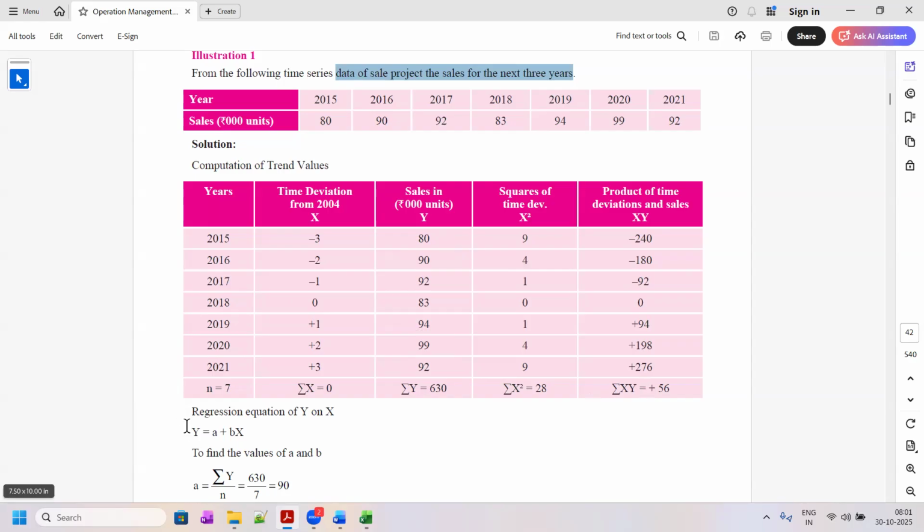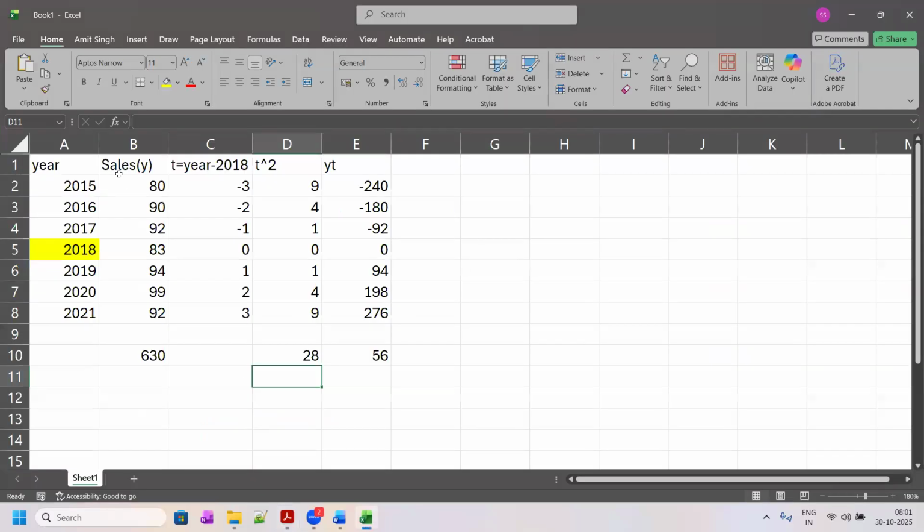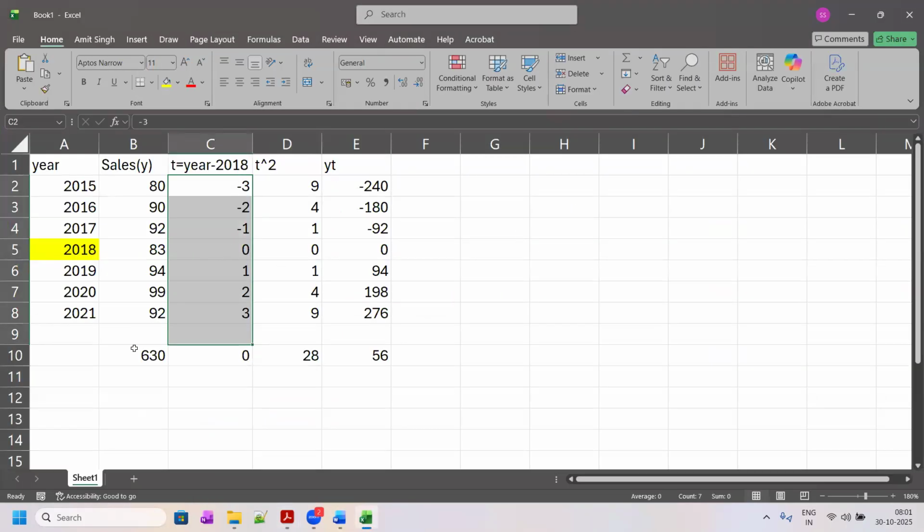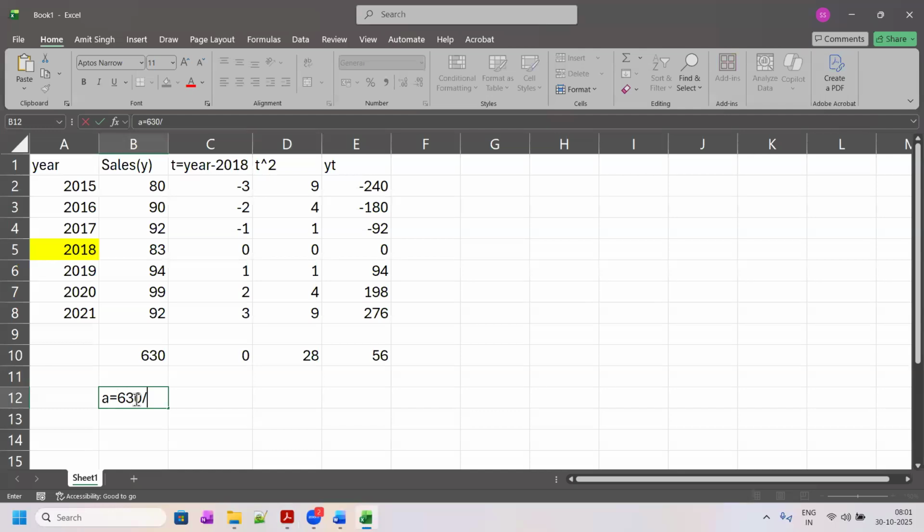This is the regression equation y is equal to a plus bx. Now what I did, guys, I made the time zero. We have this equation here, and I made the sum of time zero. Then what is my a? A is nothing but sum of y by n. What is sum of y? Sum of y is 630. So my a would be 630 by n. What is n? N is 7. This would be 90.